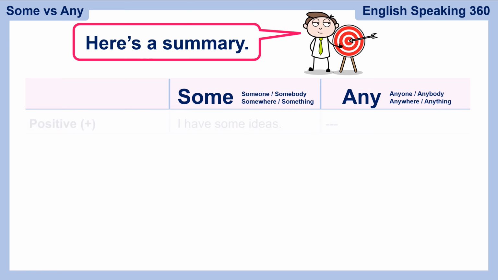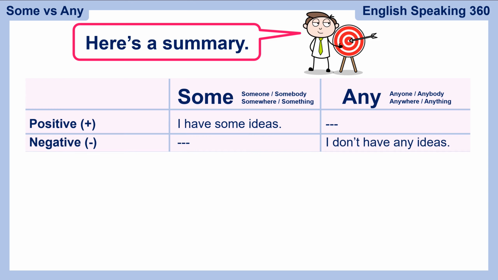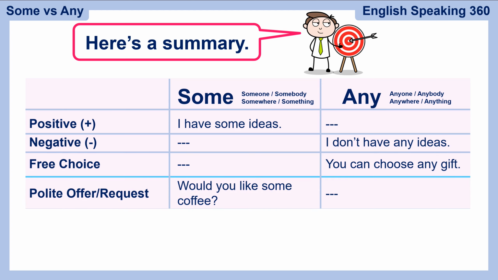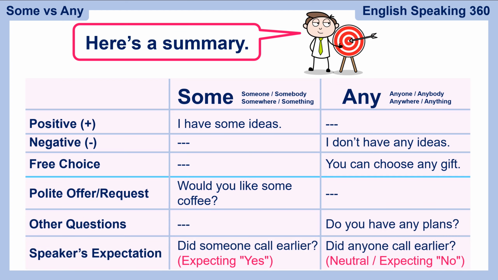Here's a summary. So for regular sentences, positive or affirmative sentences, some. Negative, any. Free choice, any. The blue line here is dividing regular sentences and questions. So for polite offers or request, some. For other questions, any. And the speaker's expectation. You have to think, if I expect a yes, some. If I expect a no, I use any.